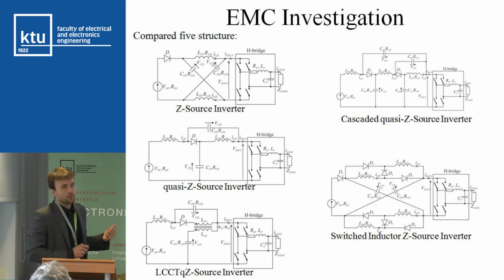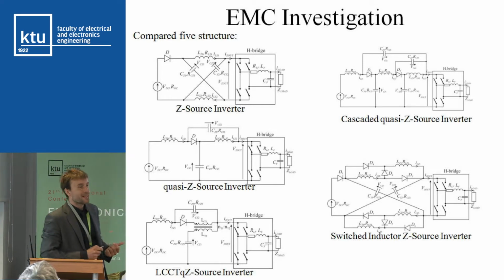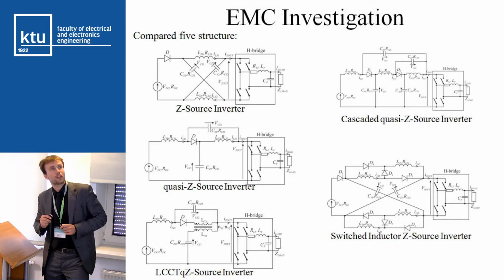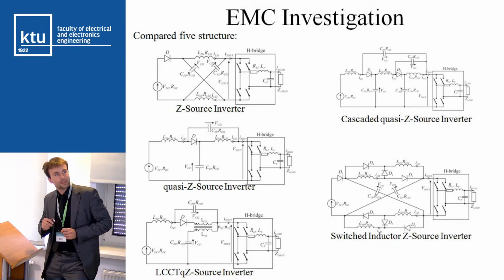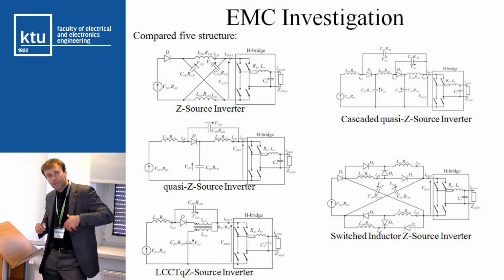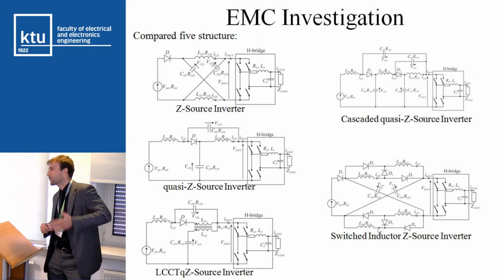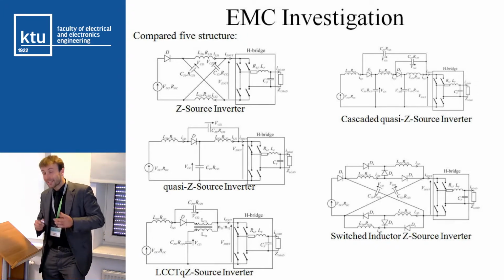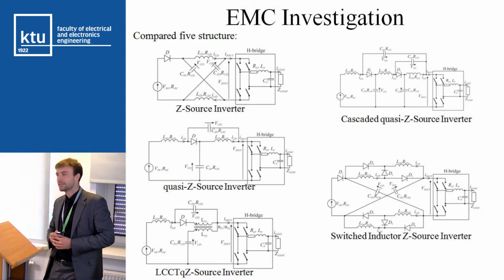This idea belongs to Professor Peng. This one is a quasi-Z source. It's similar, with only one change: the diode is in this place. This one has a discontinuous input current. This one has a continuous input current, and this idea belongs to Professor Peng and Professor Anderson.